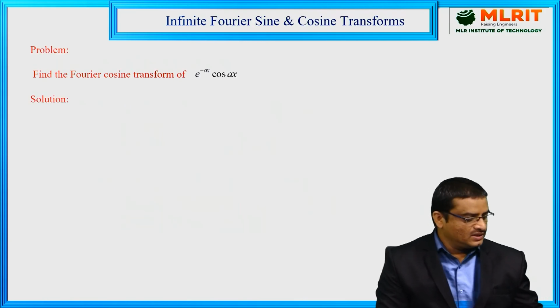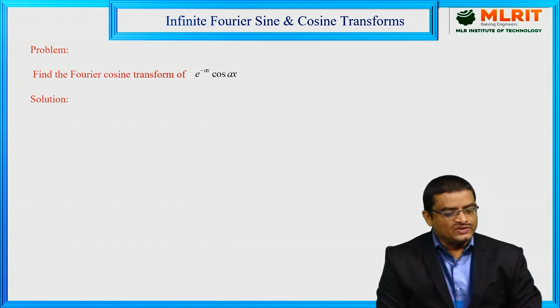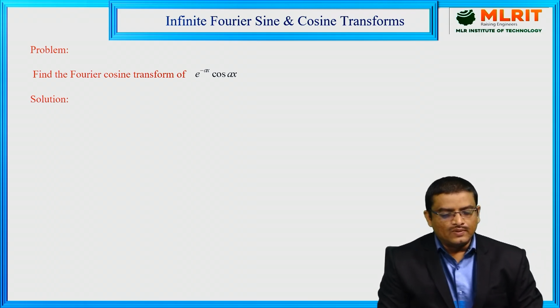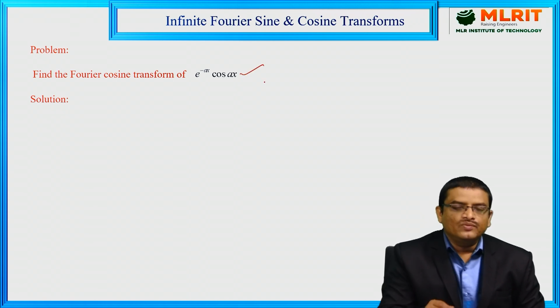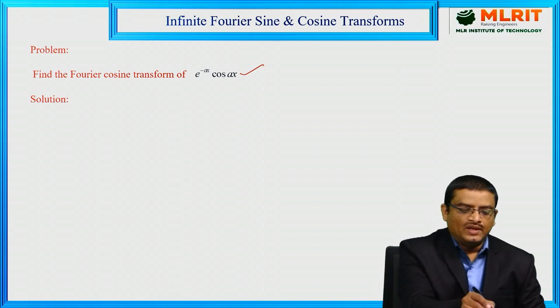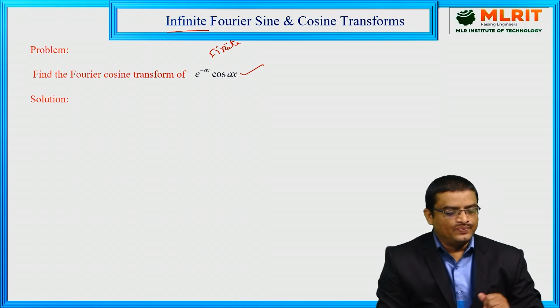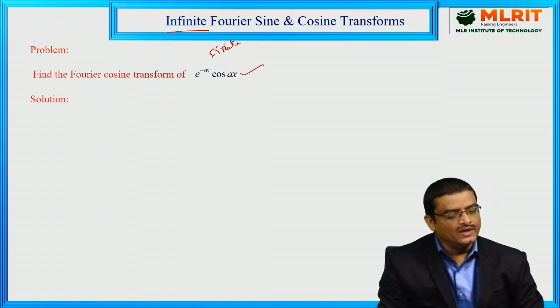Now let us take the problem. Find the Fourier cosine transform of e power minus ax into cos ax. So here we have two types of Fourier sine and cosine transforms. One is infinite and the next one is finite, which we will discuss in the next video. Now in this problem, he has not mentioned either infinite or finite.